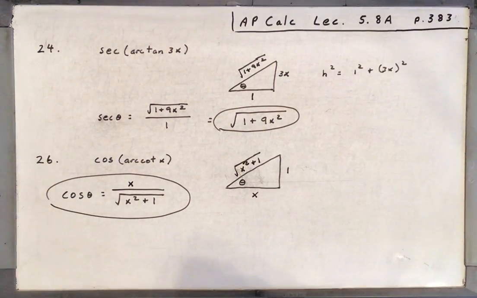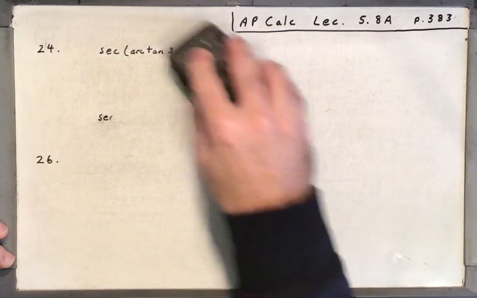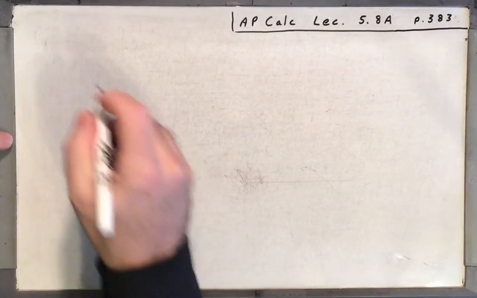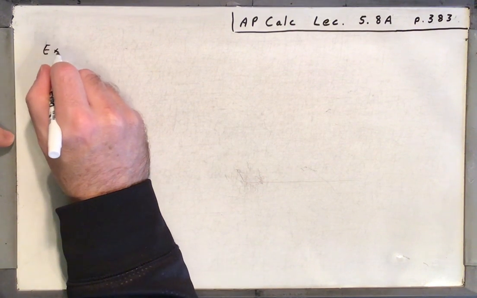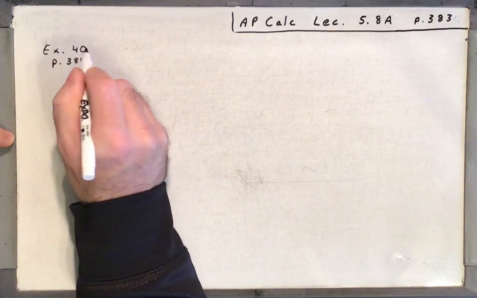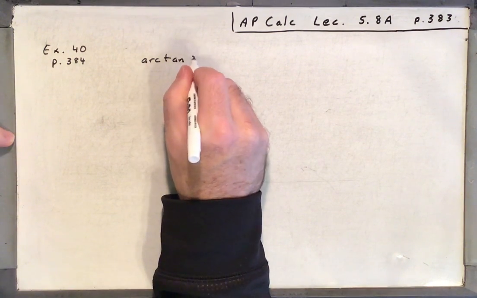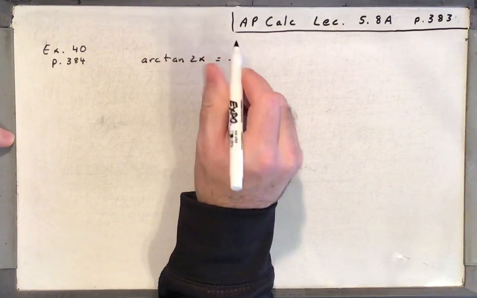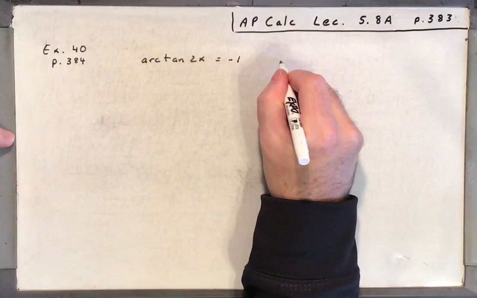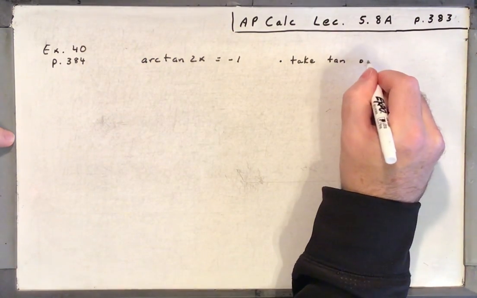All right, just a couple more examples to go, and that'll do it for 5.8a. So example 40. We've moved on to page 384. That one says solve for x. We have arc tangent 2x is equal to negative 1. We want to clear out this arctangent. And the way you do that is to take the tangent of both sides.